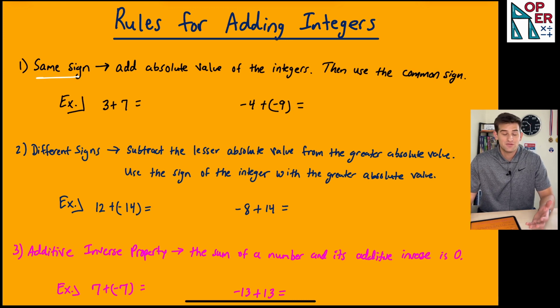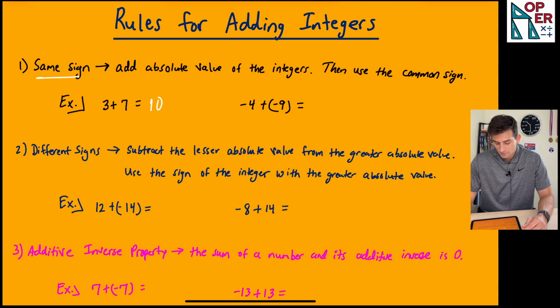So, for example, 3 plus 7. Well, we're used to doing 3 plus 7. That would just be 10. Well, how did we arrive there? Well, absolute value of 3 and 7 would be 3 and 7. So we add those, we get 10. And both of the numbers originally were positive, so our answer will be positive as well.